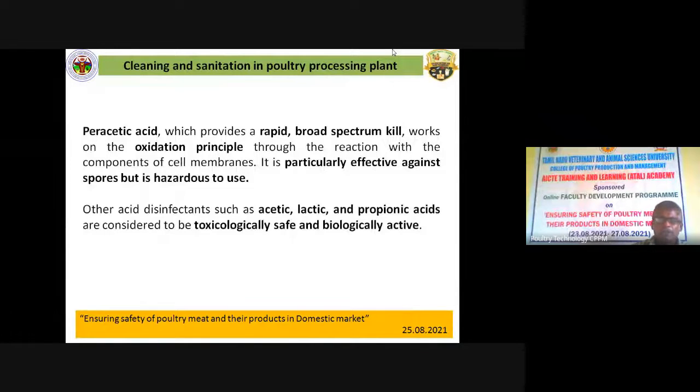They are in equilibrium. So, for example, if you apply 100 molecules of lactic acid over a surface of meat, 50% of the molecules will be available in undissociated form, and 50% of the molecules will be in dissociated form. For example, if you take acetic acid, 50% of the molecules will be CH3COO minus plus H plus ion, and 50% will be CH3COOH.